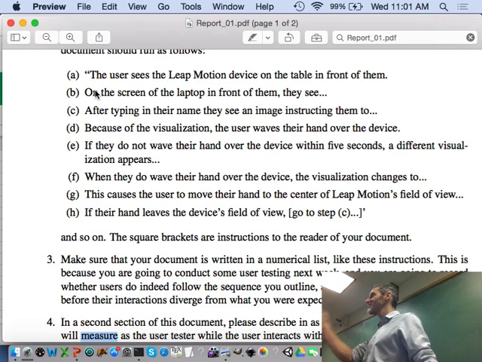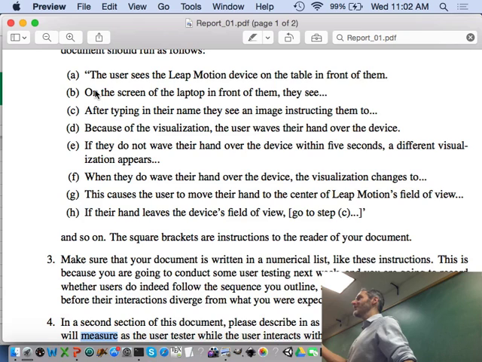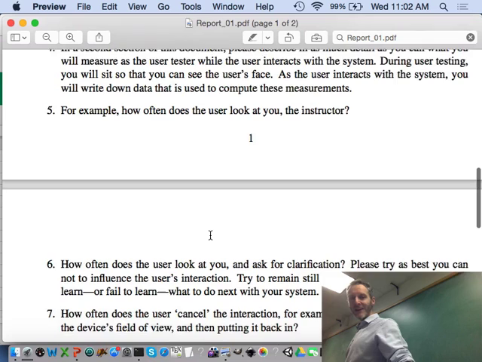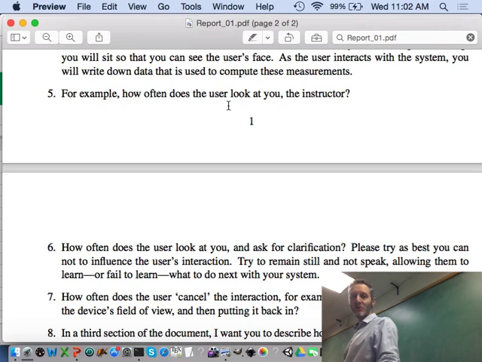Some of the metrics from your user testing, your system is going to capture anyways, right? How long does it take for the user to sign the digit correctly? How often do they fail? And so on. But there's a lot of other aspects of that interaction that I want you to try and describe for me in the second section and mark down. So again, just to get you thinking about this, I gave you a few things that you might want to put in section two, which is how often does the user look at you, right?